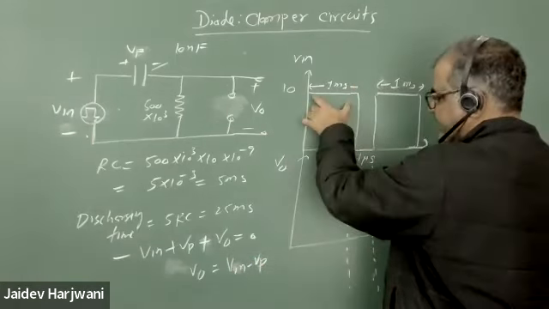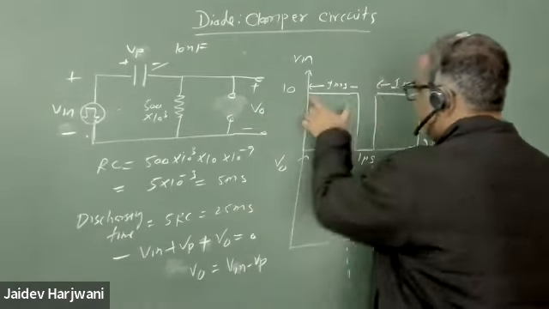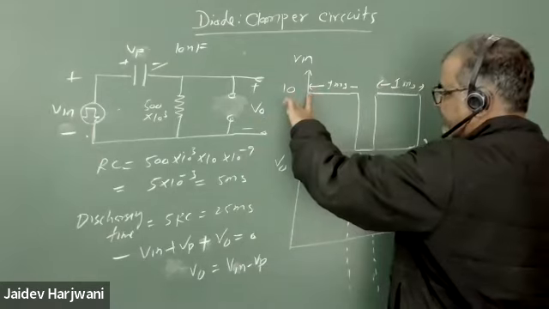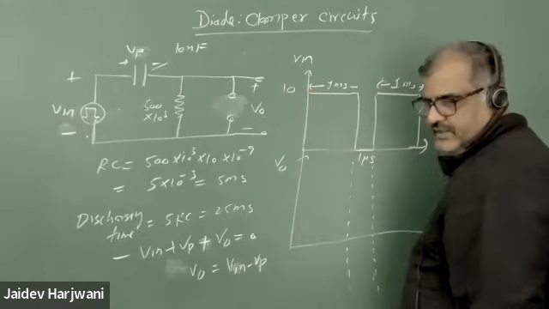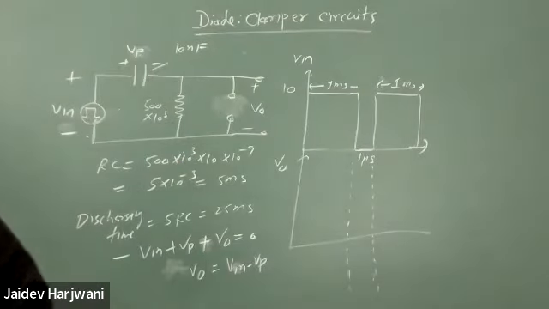Now put your VP here. VP is 10. V input is what? So when this is a 10 volt pulse, what should I get as output? Tell me, what will the output be? What is the value of output now?